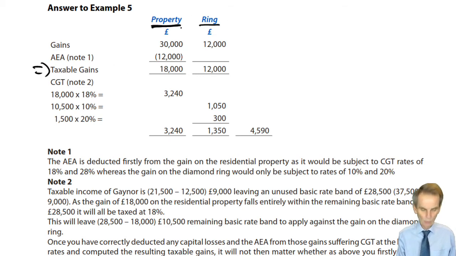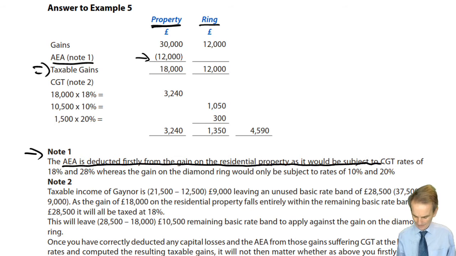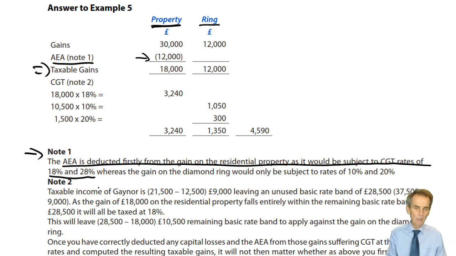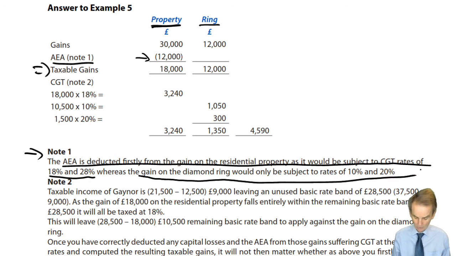We know that the residential property has the highest CGT rates, so it is the one that benefits from that AEA. See the note there. The AEA is deducted firstly from the gain on the residential property. As we said before, it's subject to the highest CGT rates of 18%, as it will be here. If it fell then into any higher rate band, 28%. Now that, of course, is a higher set of rates than would be applicable to the diamond ring, just another example of another asset, where it would be 10% and 20%.